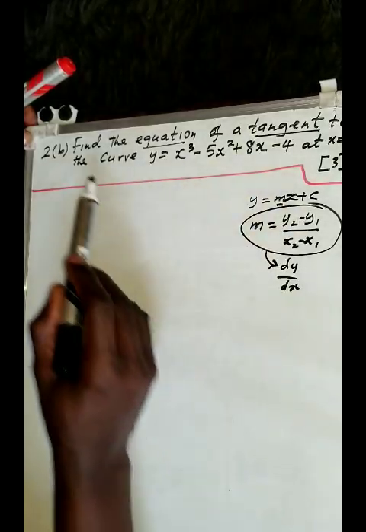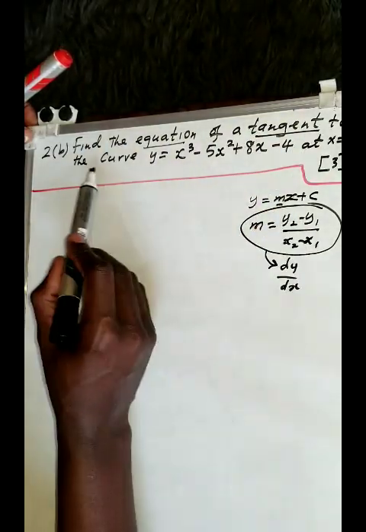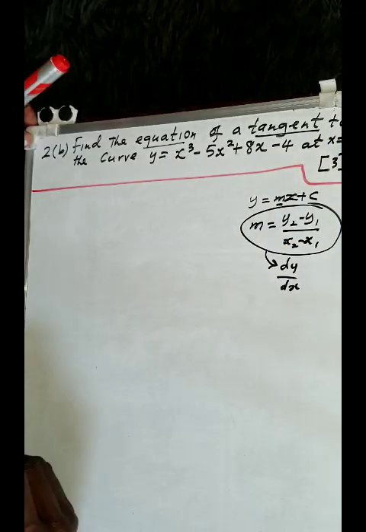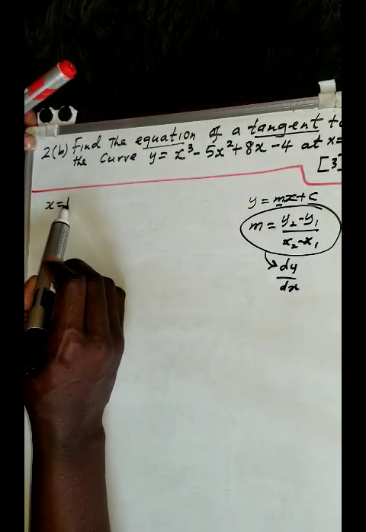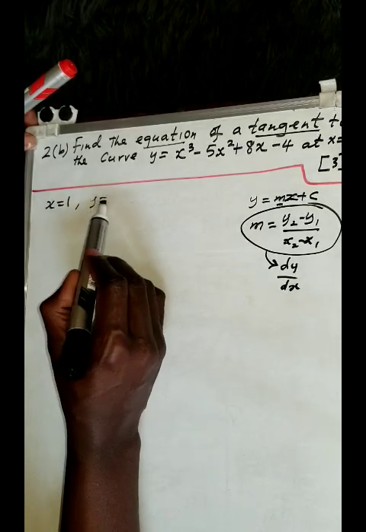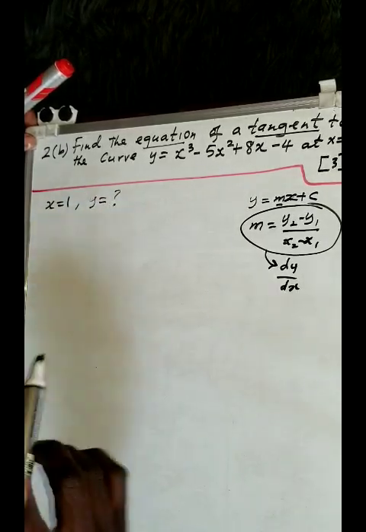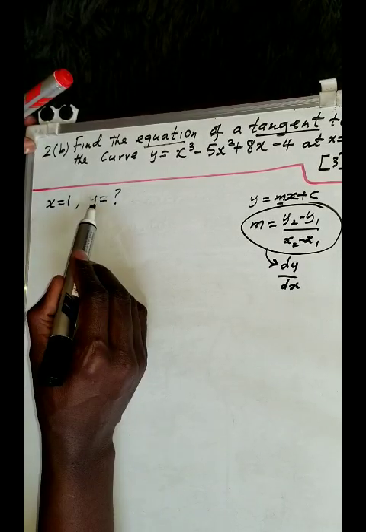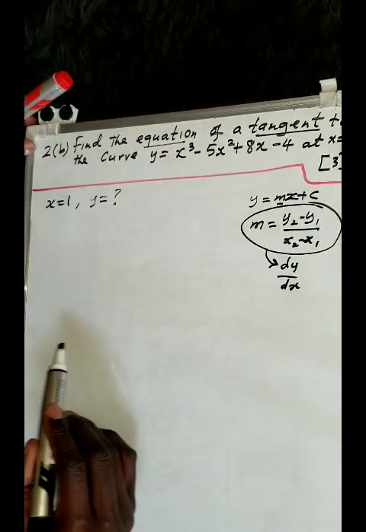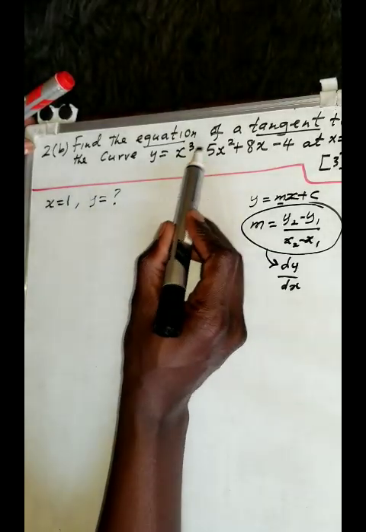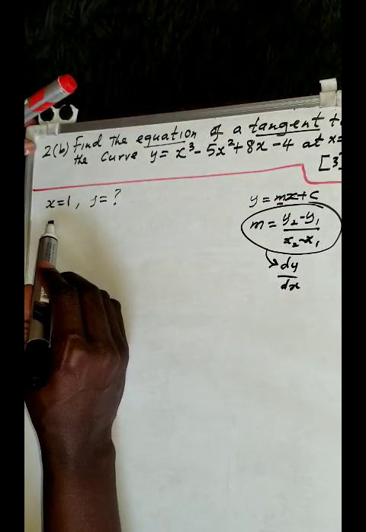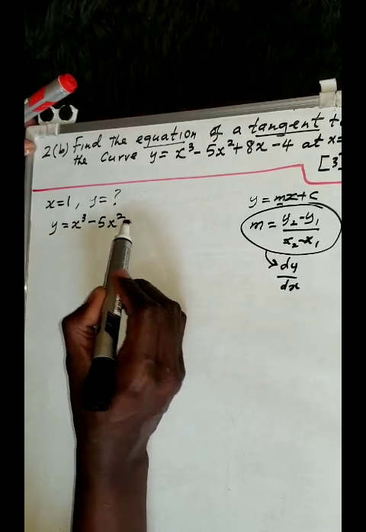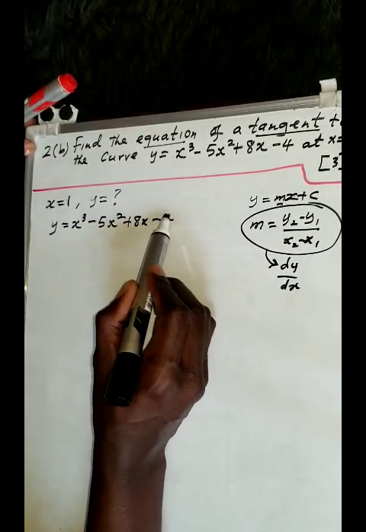Now notice again, it says find the equation of the tangent to the curve at the point where x is equal to 1. Since it is at the point where x is equal to 1, what is the value of y at that point? That's the first thing you need to start finding. Find the corresponding value of y if you have not been given it. How? By replacing into the equation of the curve. So y is equal to x raised to the power 3 minus 5x squared plus 8x minus 4.